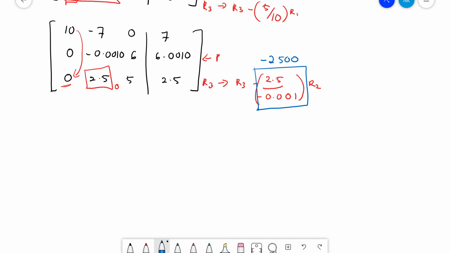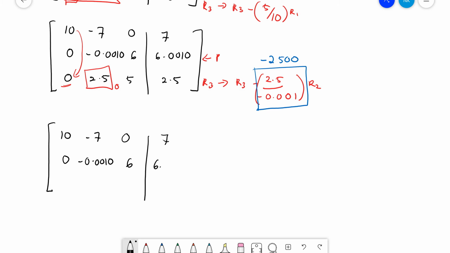That's a big value, and it can result in some errors in your decimal places. Let's just solve for that. So 10, negative 7, 0, 7, then 0, negative 0.001, 6, 6.001. This now becomes 0, this is 0 as well, so now it's 15,005, and this one is 15,000.